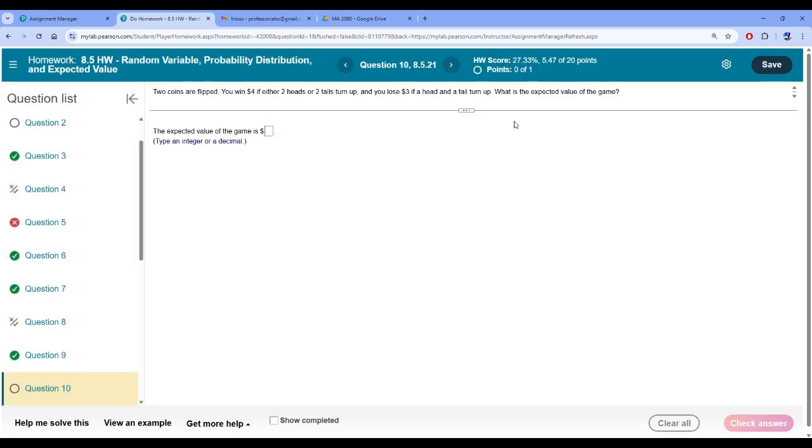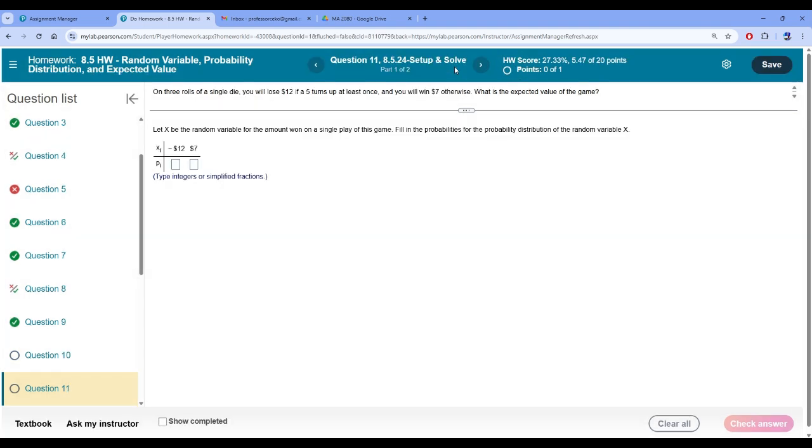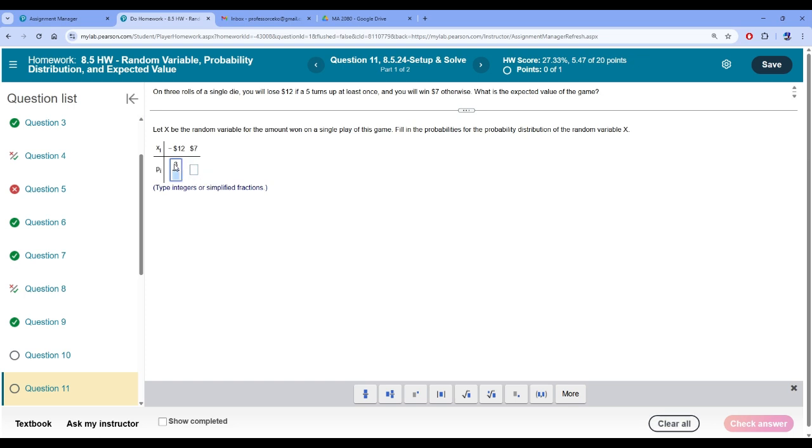Same exact thing. On 3 rolls of a game, you lose 12 if a 5 turns up, otherwise you win 7. Oh, so here this is just a little bit different because the probability of losing on a 5 is 3 out of 18, 1/6. Otherwise, you'll win.